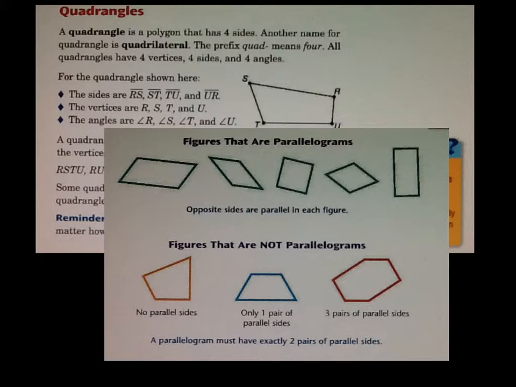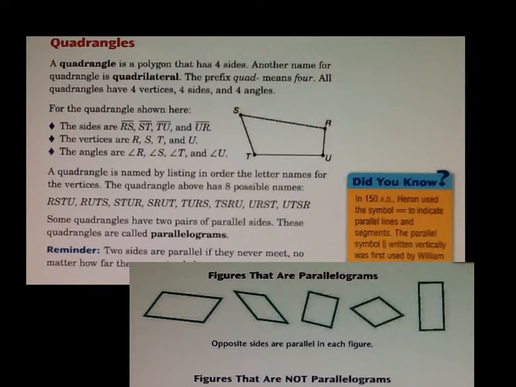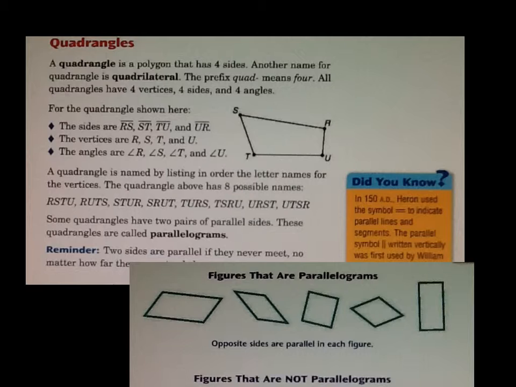During this unit, we also talked about quadrangles. We know quadrangles are polygons that have 4 sides. Another name for a quadrangle is a quadrilateral. The prefix quad means 4. All quadrangles have 4 vertices, 4 sides, and 4 angles.